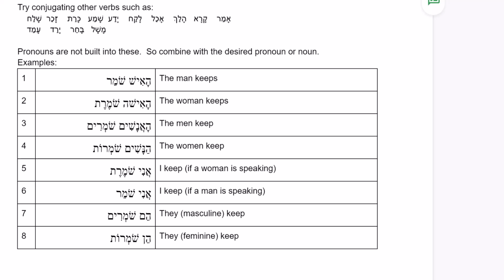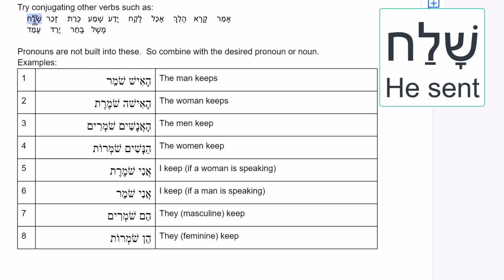Like in the previous video we did with the past or the perfect tense, we are going to take some other verbs that we learned in the Weingreen vocabulary that are regular verbs. They don't have any special letters that make them irregular. And we're going to conjugate the verb in the present tense, or at least in this active participle form. So let's take the first one here. Shalach. Shalach means he sent.